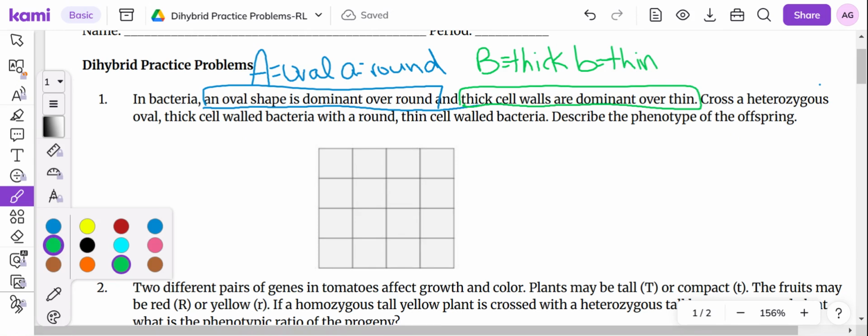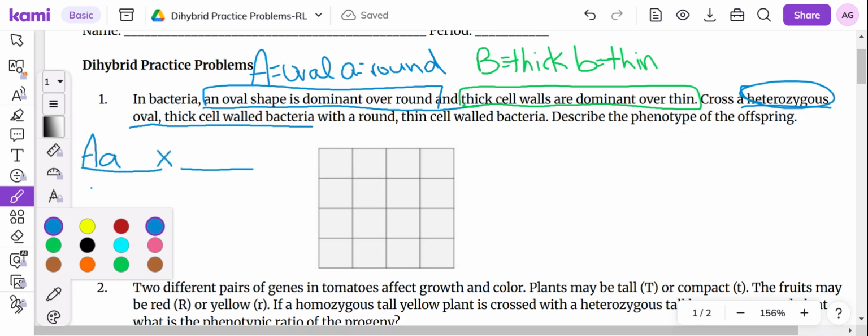Then they give us information about our parents. It says cross a heterozygous oval, thick cell wall bacteria. The heterozygous here applies to both of those traits. So heterozygous oval would be big A, little a. Thick cell wall, so heterozygous thick would be big B, little b. With a round, thin cell walled bacteria. So to be round, that would be two little a's, and thin cell walled would be two little b's.